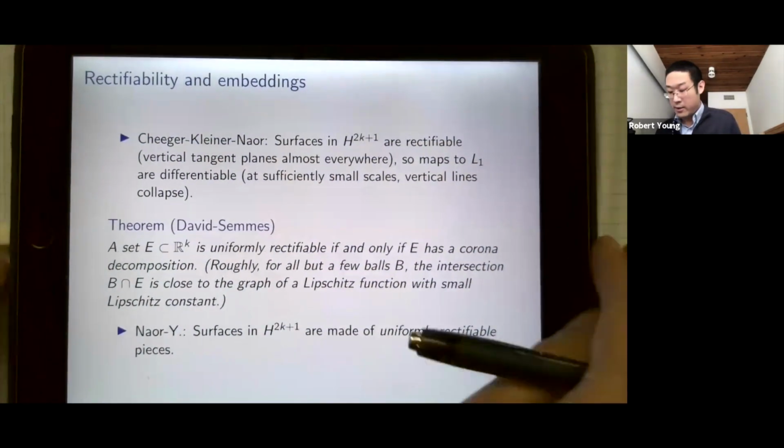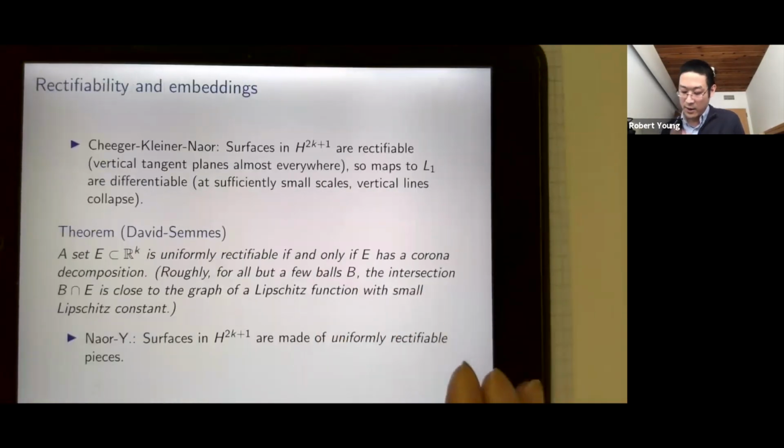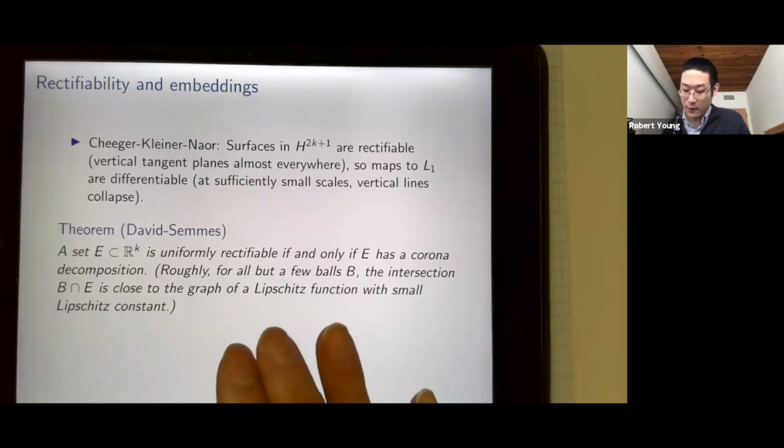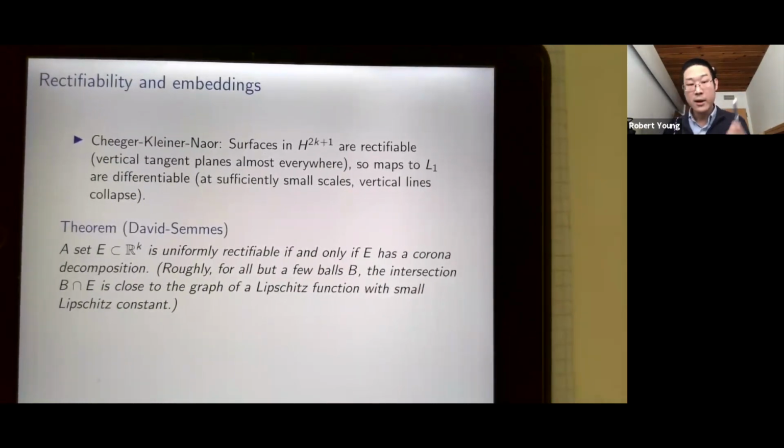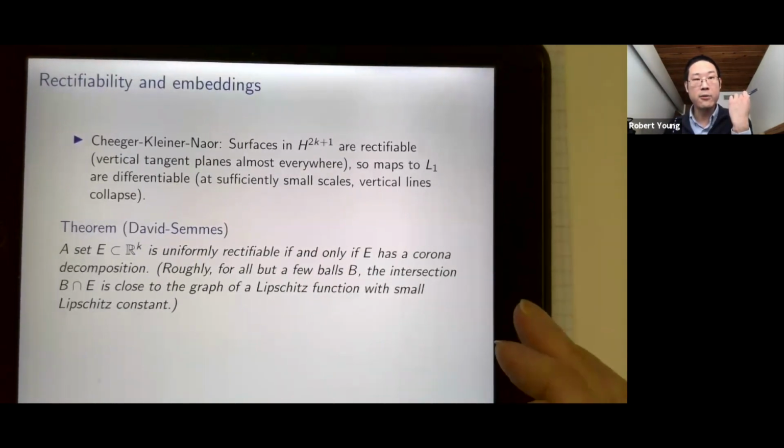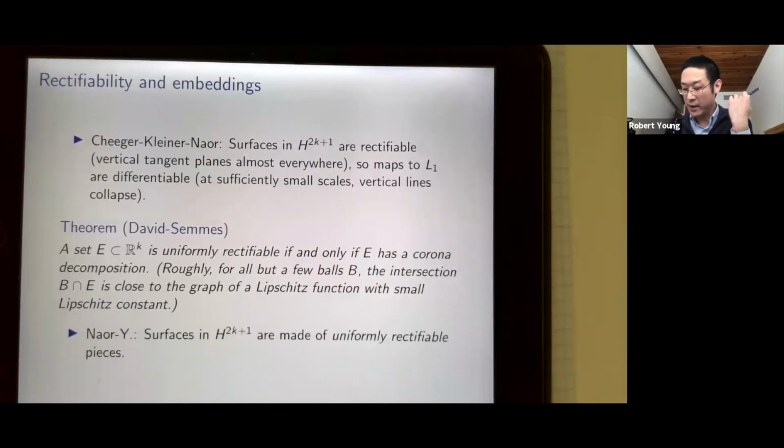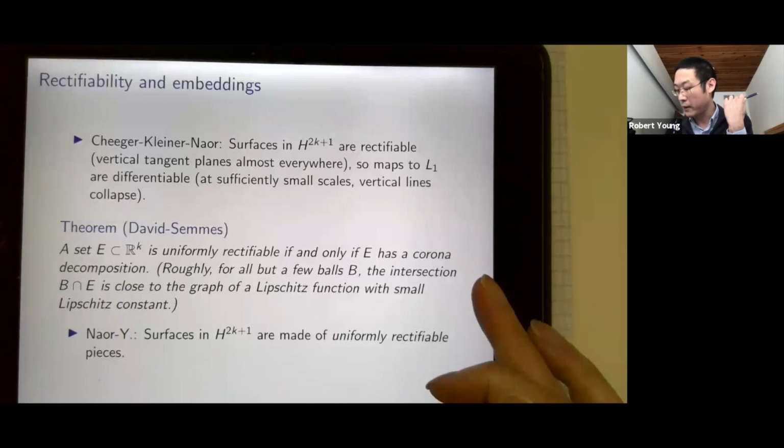This can be generalized to the Heisenberg group. And so we prove our inequality in the Heisenberg group by proving a decomposition result. We prove that surfaces in the Heisenberg group are made of uniformly rectifiable pieces like this.